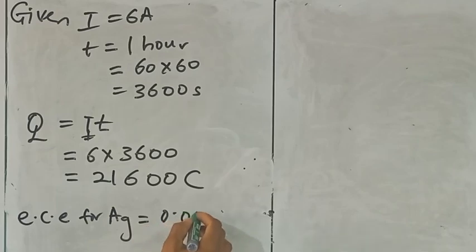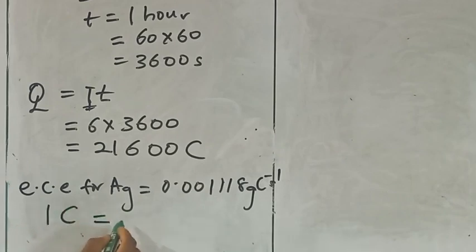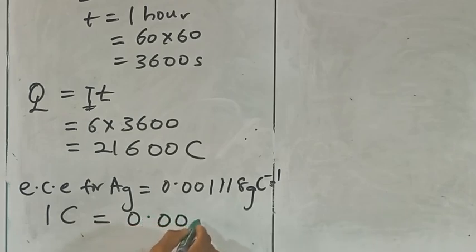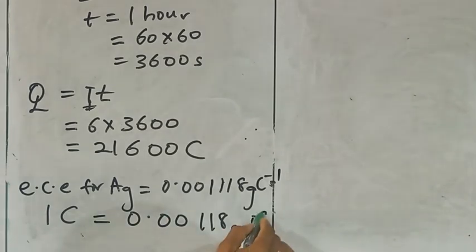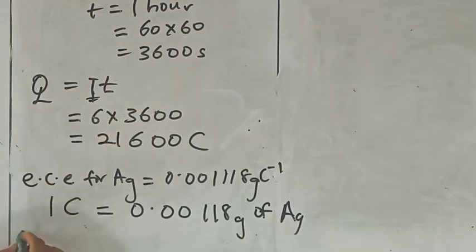We were given that the electrochemical equivalent of silver is 0.001118 grams per coulomb. It means that 1 coulomb of electricity liberated 0.001118 grams of silver. Electrochemical equivalent for silver is this. Remember, it's grams per coulomb. It means that 1 coulomb liberated 0.001118 grams of silver.